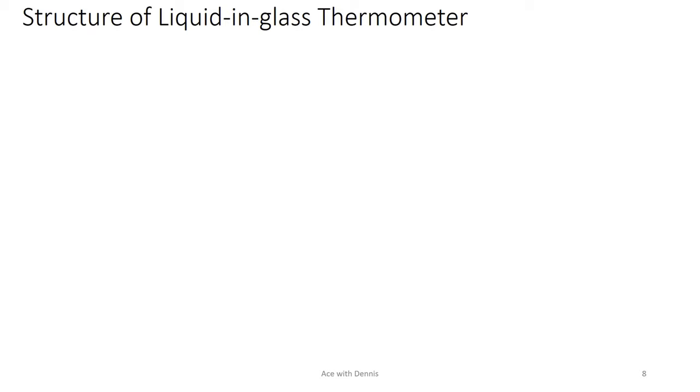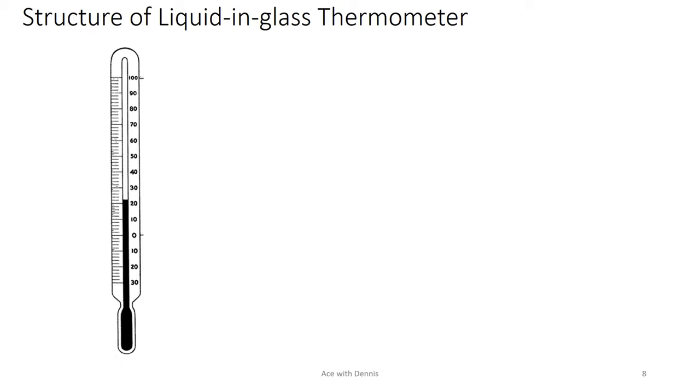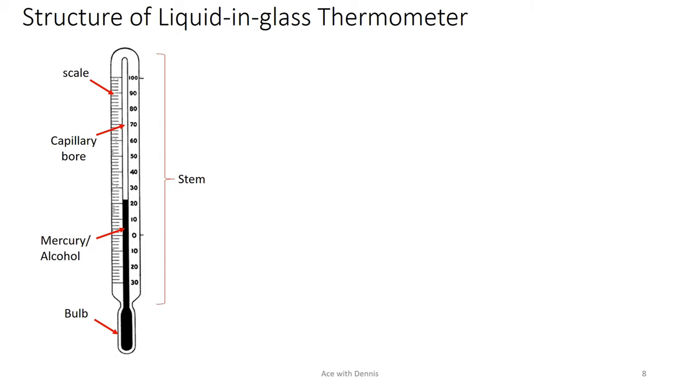The structure of liquid in glass thermometer. So this is the basic structure where we have the scale here and this is the stem. Inside there is a thin capillary bore, and mercury or alcohol is filled in the capillary bore. At the bottom is called the bulb.